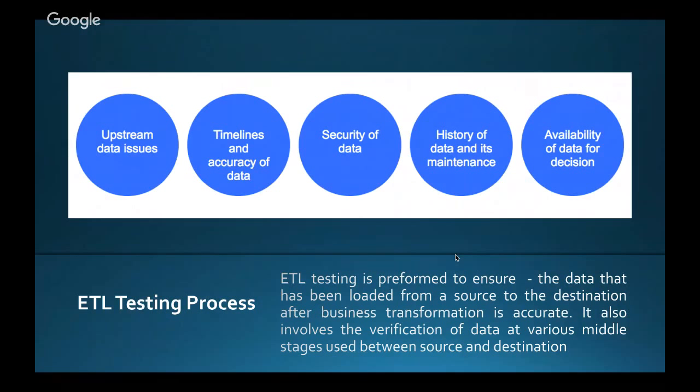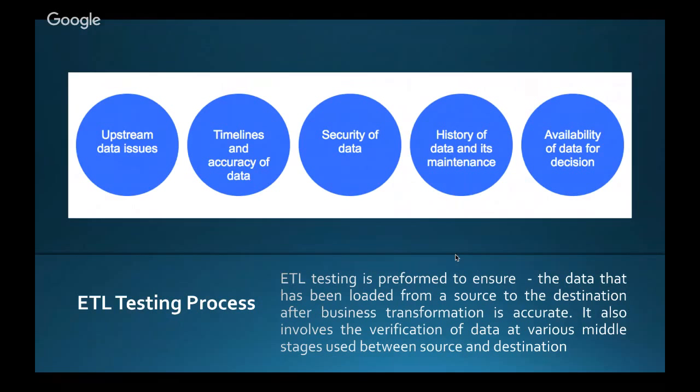So more or less, the ETL testing process is the same as any other process, but we have 5 pillars for ETL testing. These are upstream data issues, timelines and accuracy of the data, security of the data, history of the data and its maintenance, and availability of the databases. Now, ETL testing is performed to ensure that the data loaded from the sources to the destination after business transformation is accurate. It also involves the verification of data at various middle stages between the source and the destination. So let's talk in detail about these 5 pillars.